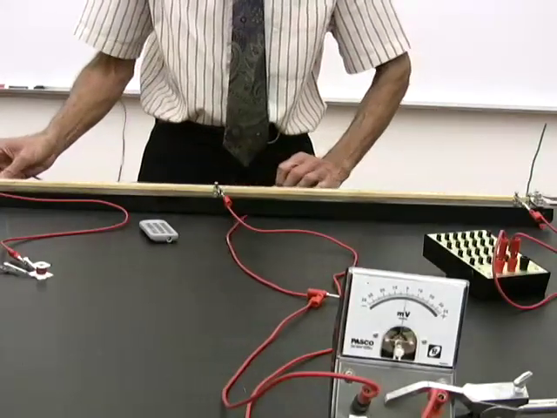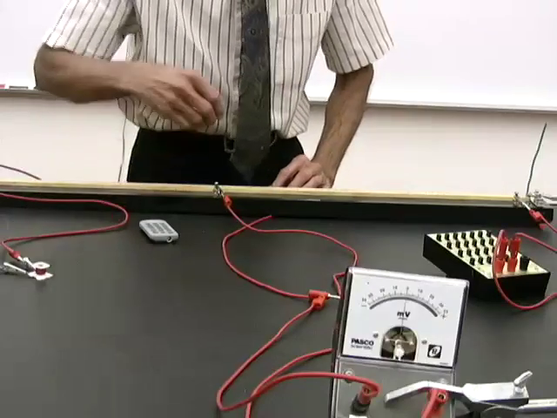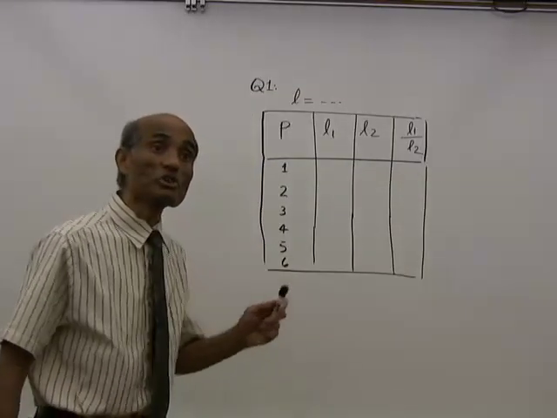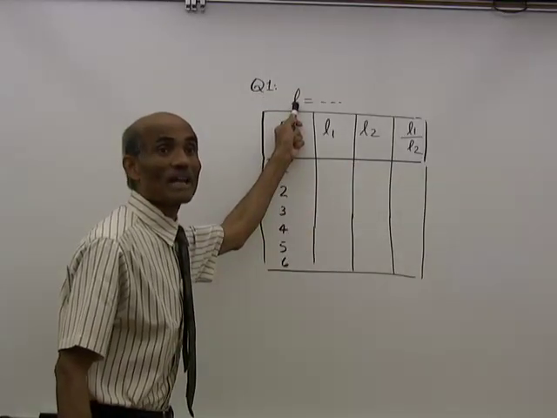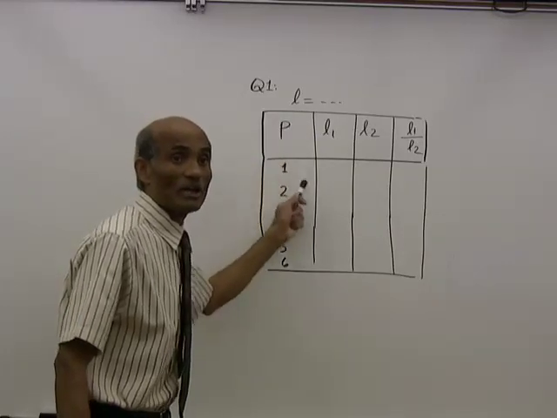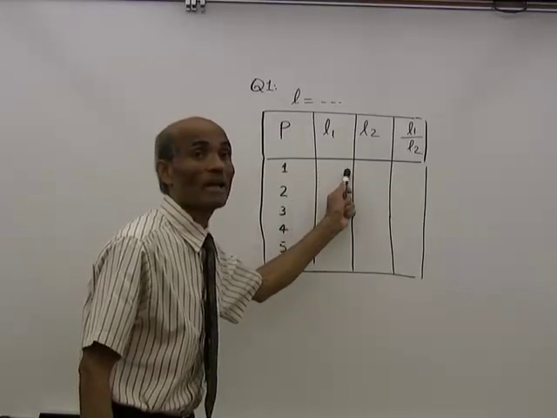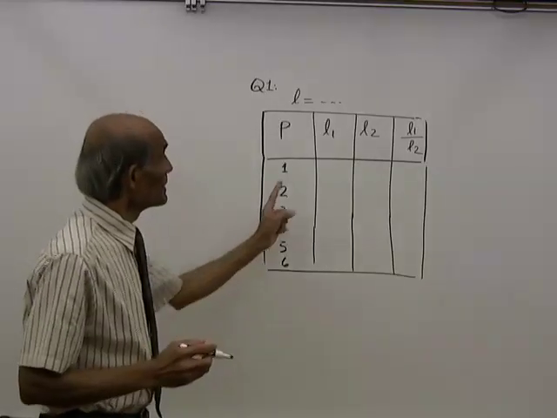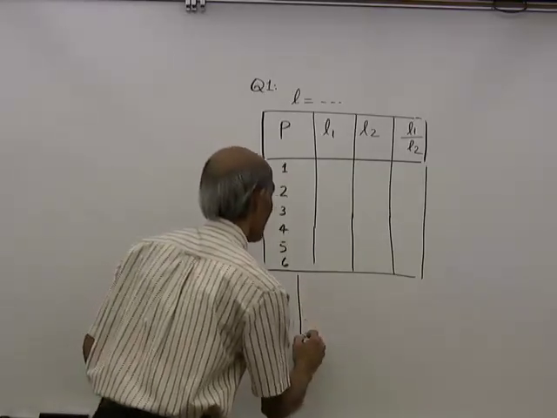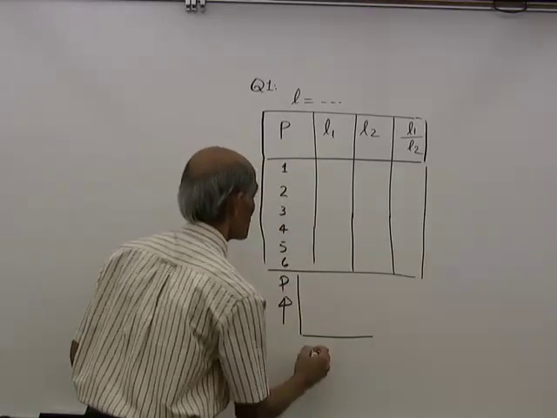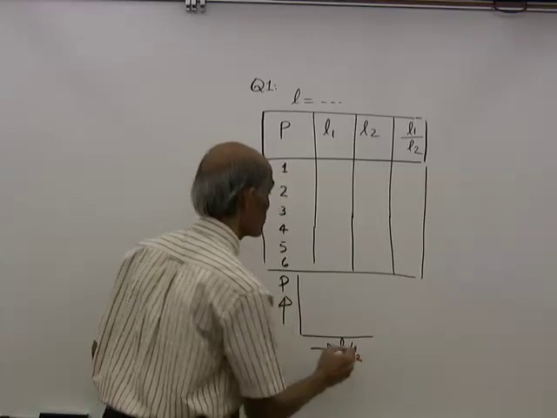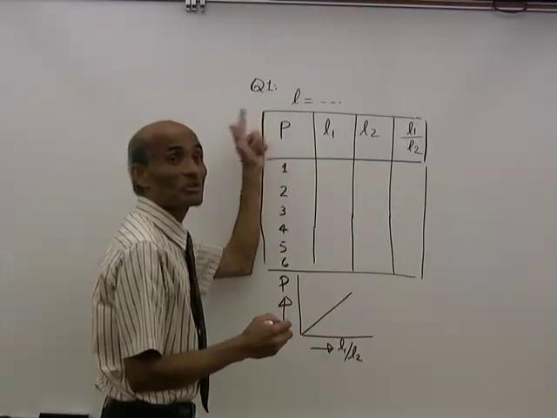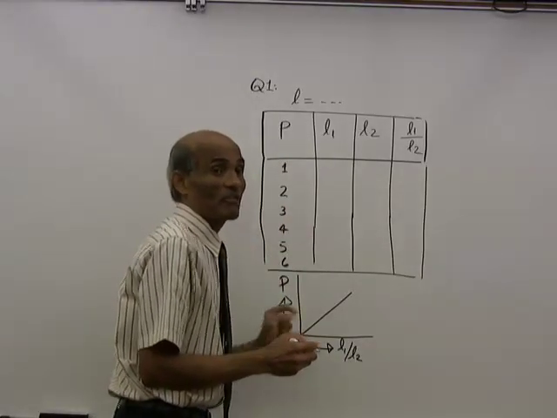And tabulate your values for 5 different values of Q. So there must be 5 different tabulations. For each Q value, write down the length of that resistance and obtain this table where you have L1, L2 and the ratio L1 over L2. And then, of course, you will draw a graph of P on the vertical axis and L1 over L2 on the horizontal axis. The slope of that graph will be equal to Q. So you'll have 5 tables and 5 graphs.